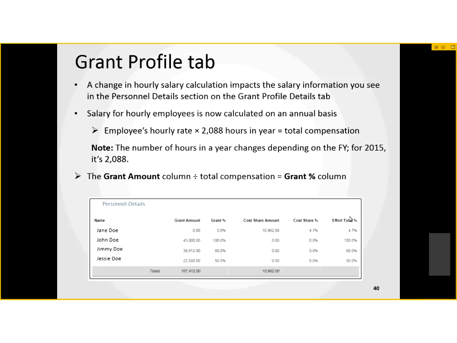Now this total compensation is taken into account with the grant percentage column. If you look here, you have your grant amount. That grant amount, the amount that the grant is paying, is divided by the total compensation, which is calculated up here, and that equals the grant percentage. So that's the percent in the grant column. That's how that calculation works.